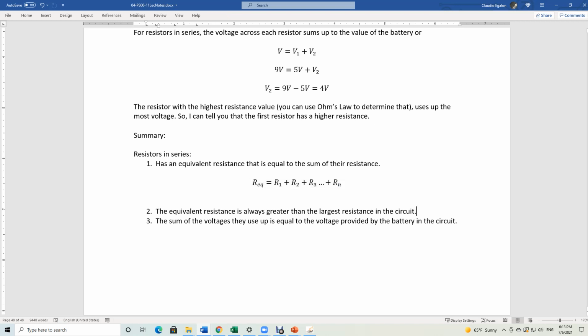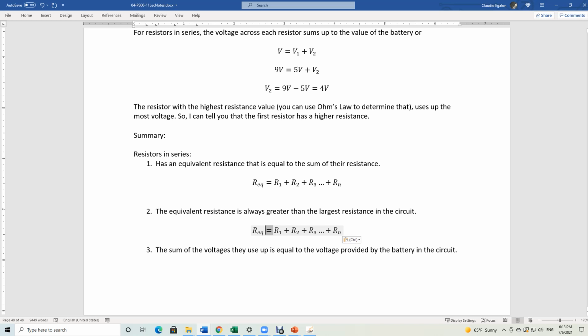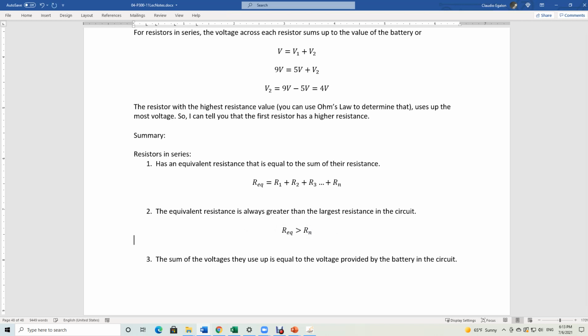Mathematically speaking, the equivalent resistance is always greater than the largest resistance in the set, because they're summing up. Let's say I'm going to put it like that: R1 is less than R2, less than R3, less than R4, R5, less than Rn. Rn is the largest one. The sum of the voltages they use up is equal to the voltage provided by the battery in the circuit.